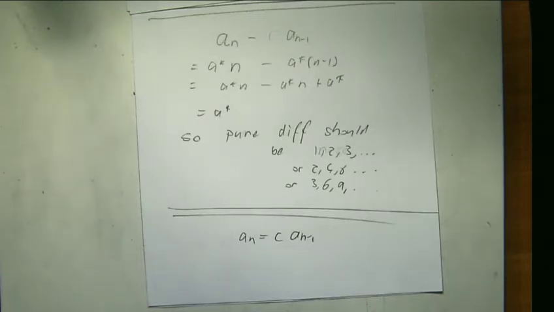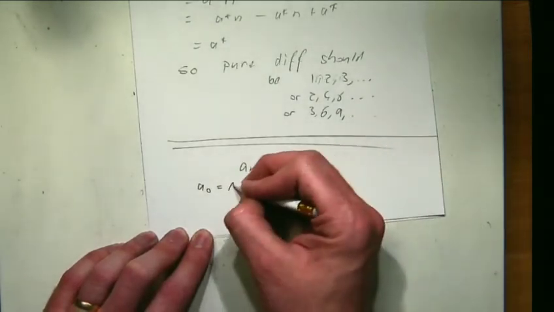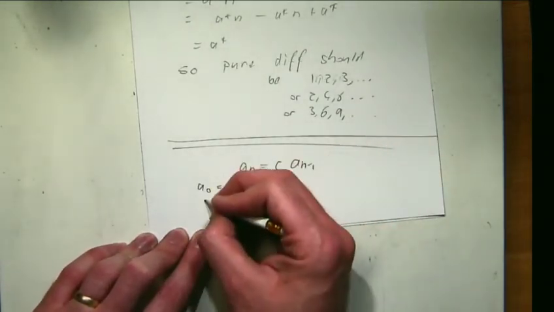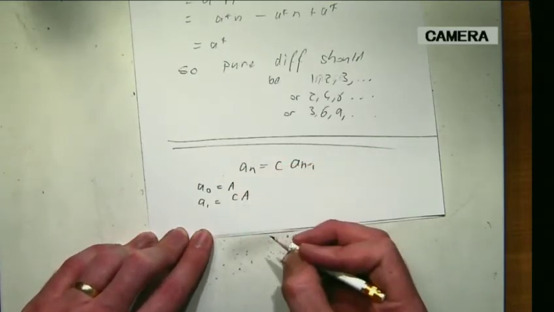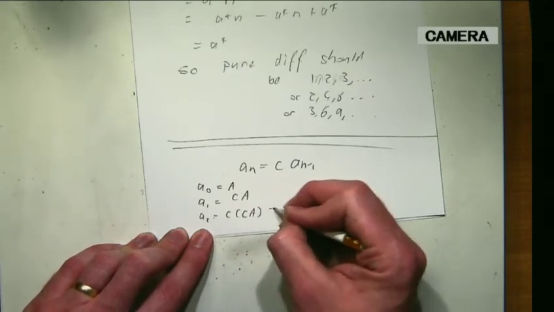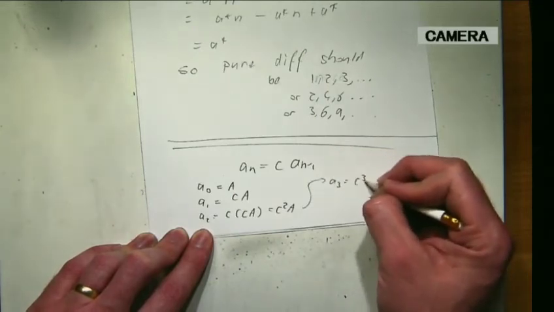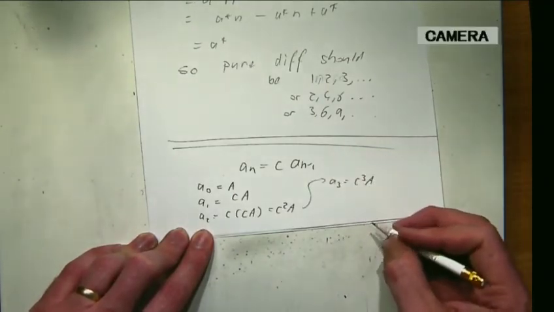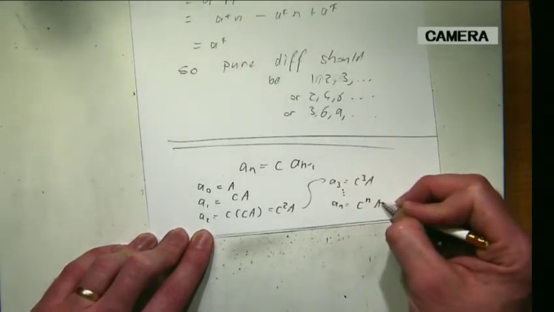We use recursion or even induction to prove that it ought to be a power times something. Because we think about the first one, a_0 is some constant, maybe A. a_1 will be C times a_0, so it'll be CA. And a_2 will be C times a_1, which is C times CA, which is C squared A. And a_3 will be C cubed A, and so on. And so you'll end up with a_n equals C to the n times A.